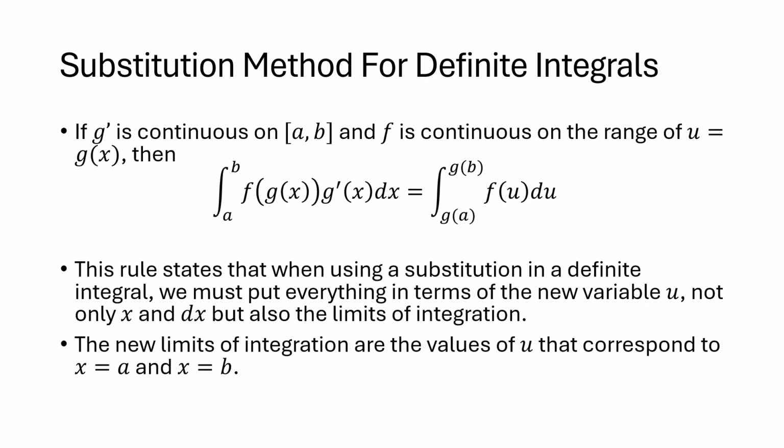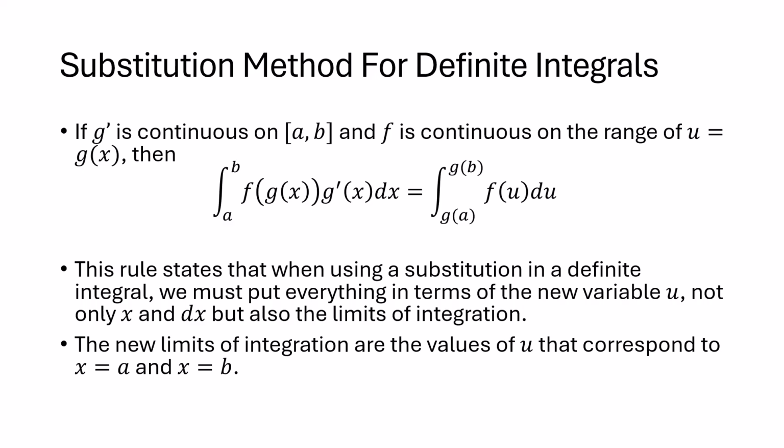The substitution method for definite integrals states that if g prime is continuous on the closed interval [a, b] and f is continuous on the range of g of x, then the integral from a to b of f of g of x times g prime of x dx will be equal to the integral from g of a to g of b of f of u du.